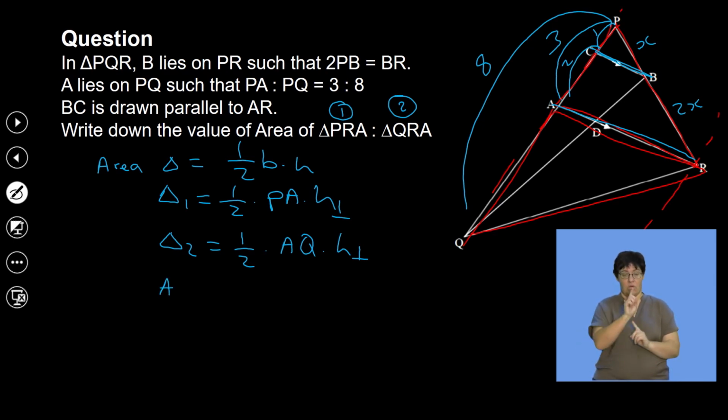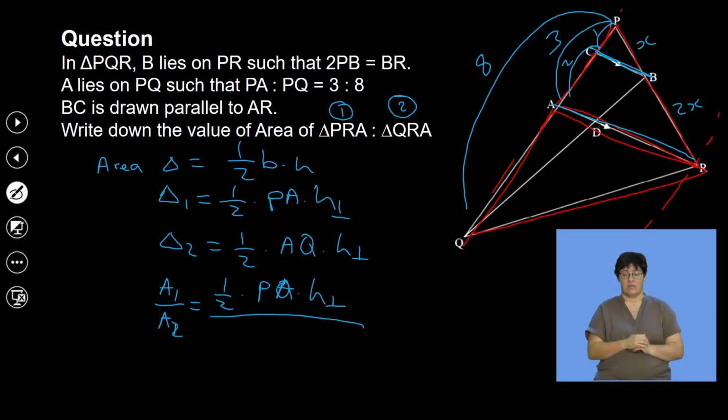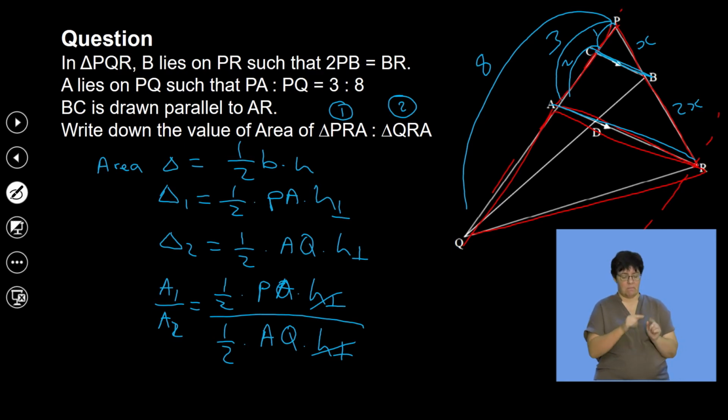So area 1 over area 2 will be equal to 1/2 multiplied by PA times the height over 1/2 times AQ multiplied by my height. I know that my heights are going to be the same because they're from the same vertex to the same baseline, and the half and the half are going to divide. So I must try and find what is PA over AQ. If I can find that, then it will make my life easy, right?